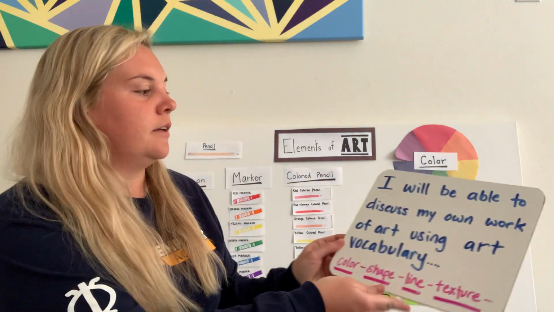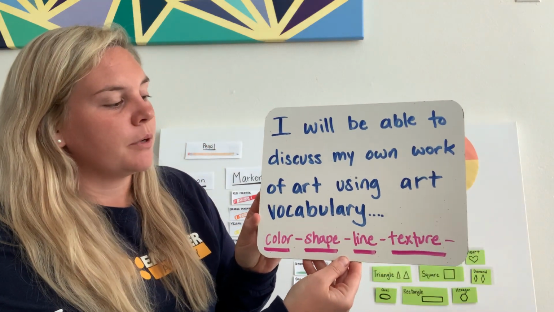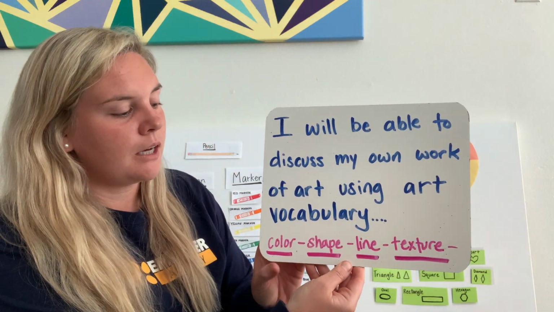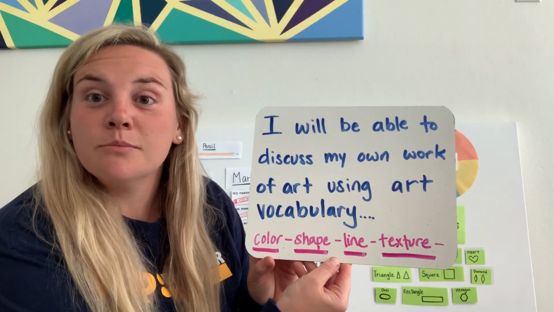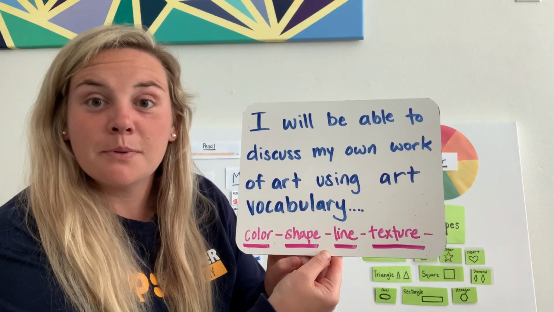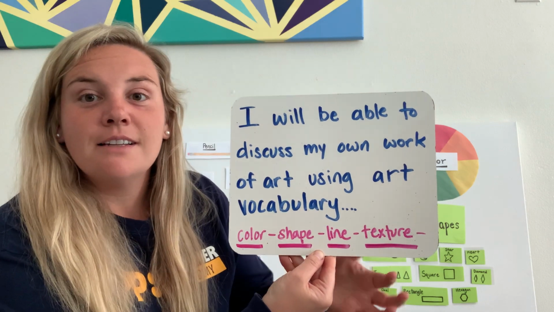And as soon as we're done with our artwork, we are then going to be able to talk about our artwork using art vocabulary. Color, everybody repeat after me. Say color, shape, line, texture. So I will post those four things too so they can help you. Meet me at the next video and we will get started on our artwork.